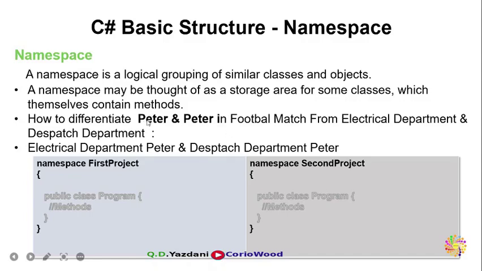That's exactly like here, Peter and Peter. But because the first Peter works in the electrical department and the second one works in the dispatch department, with the namespace we can safely say that we're not going to change the name of the Peter, but we're going to change the entire namespace. The second one says dispatch department, and it's going to be Peter, because now we have two distinct namespaces here. This is the namespace in C#.